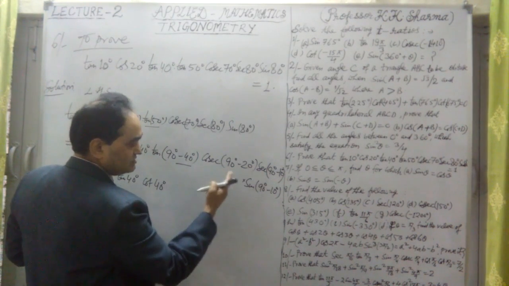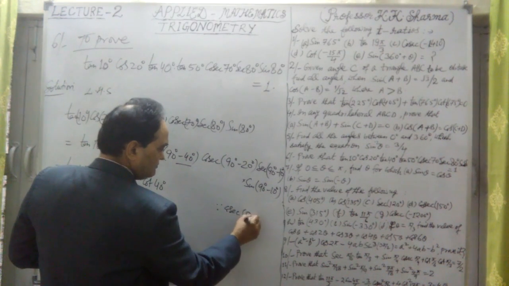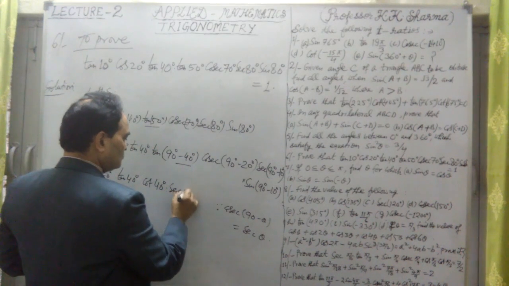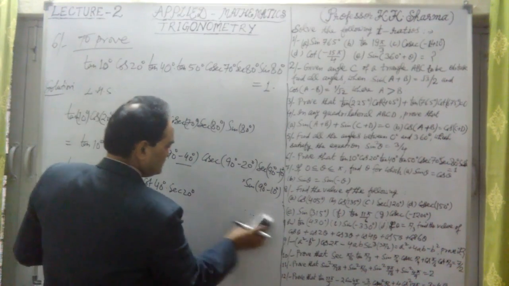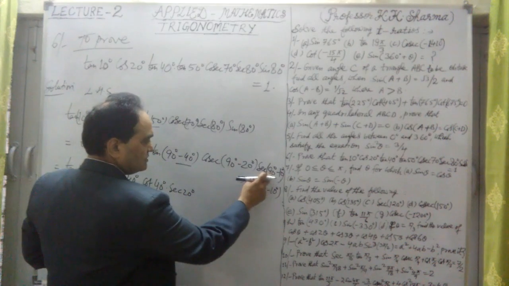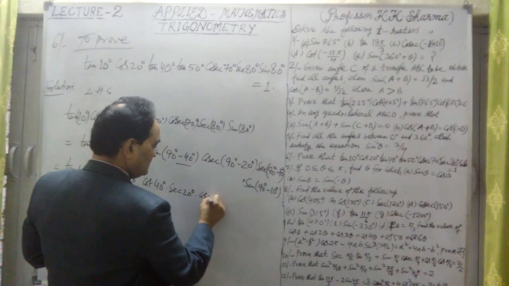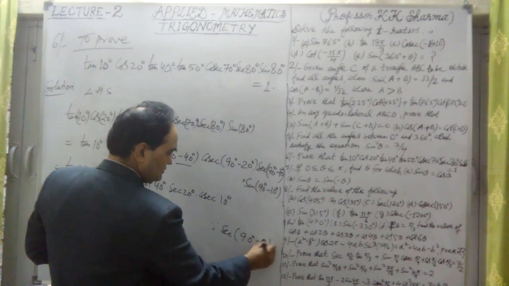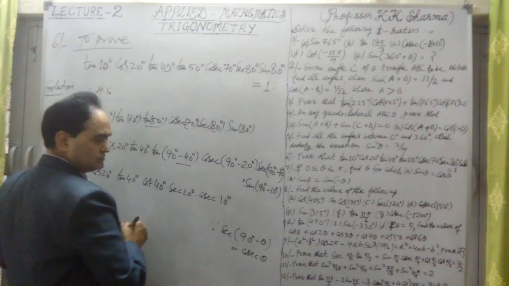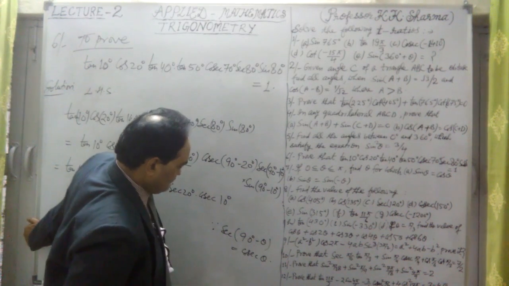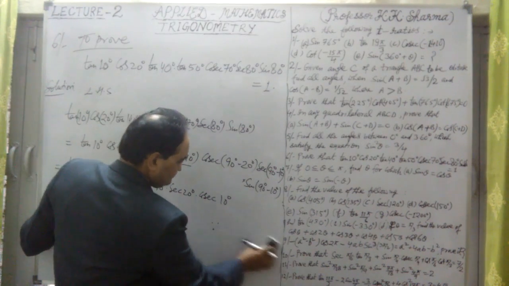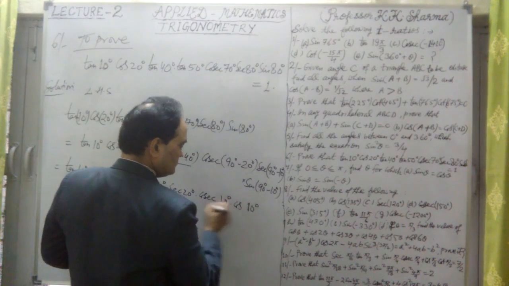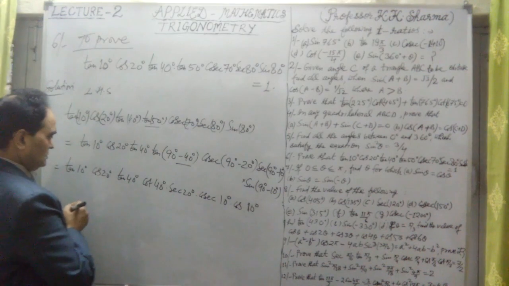Now cosec of 90 minus theta is secant theta. Since cosec of 90 minus theta is secant theta, in the first quadrant all are positive. This is secant 20 degree, cosec of 90 minus 20 degree is secant 20 degree. Secant of 90 minus theta is cosec theta, so it is cosec 10 degree. Now sine of 90 minus theta is cos theta. This is cos 10 degree here. What do we find here?